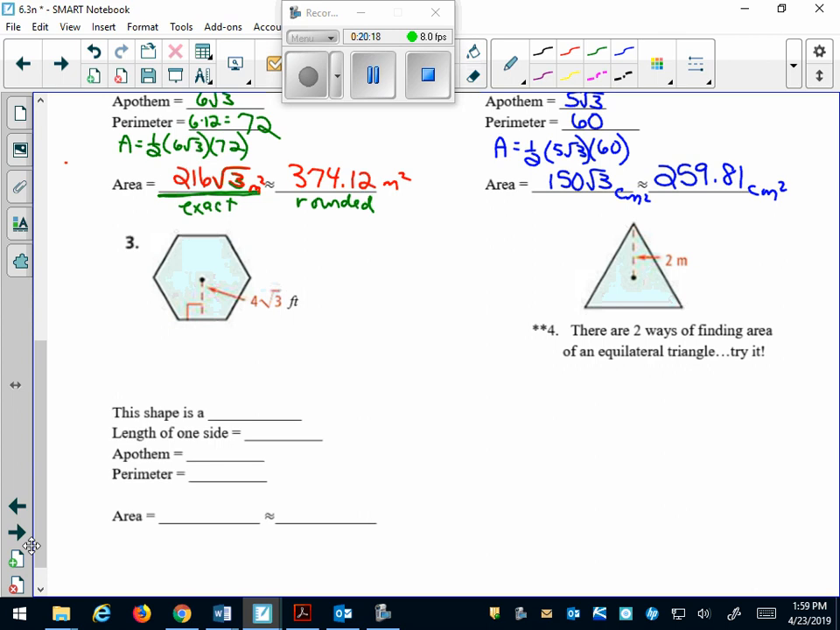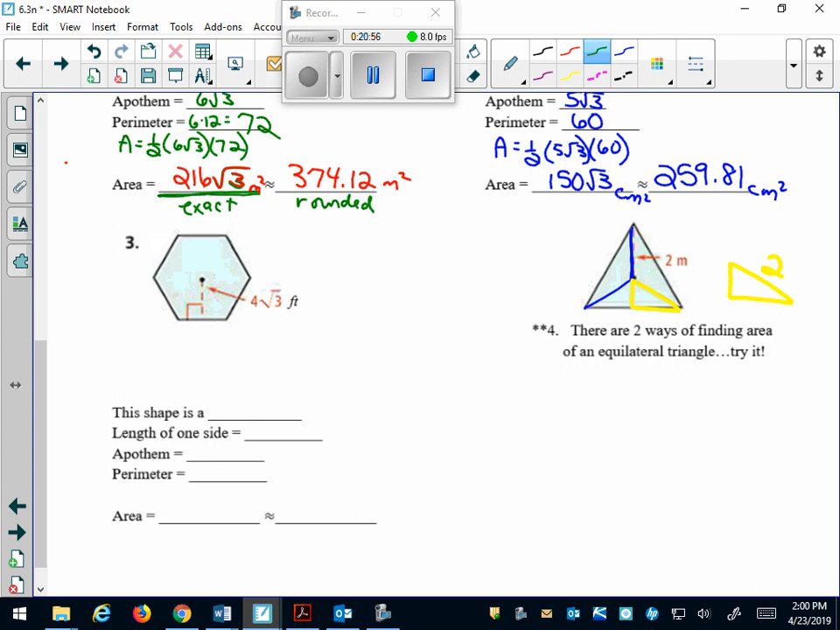Let's look at number 4. It says there's 2 different ways of finding the area. I would say there's probably more than 2 different ways. Okay, so here they've given us this length is 2. What would you call that? Is that an apothem or a radius or a side? It's a radius, right? So each one of the radii are going to be 2. So when we create the right triangle in here, now we have our hypotenuse is 2.